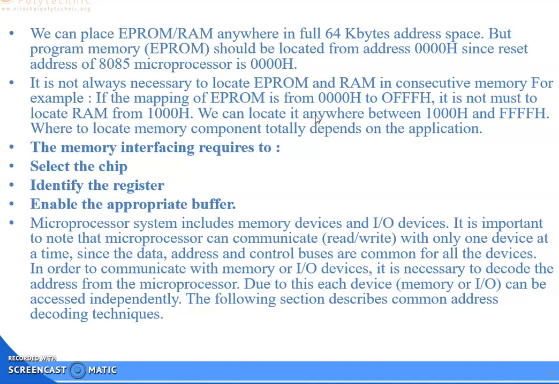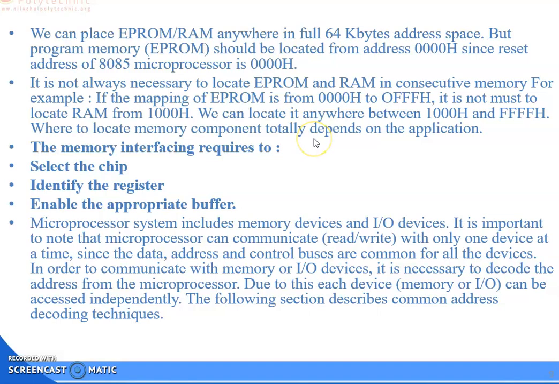For example, if the mapping of EEPROM is from 0000H to 0FFFH, it is not a must to locate RAM from 1000H. We can locate it anywhere between 1000H and FFFFH. Where to locate a memory component totally depends on the application.